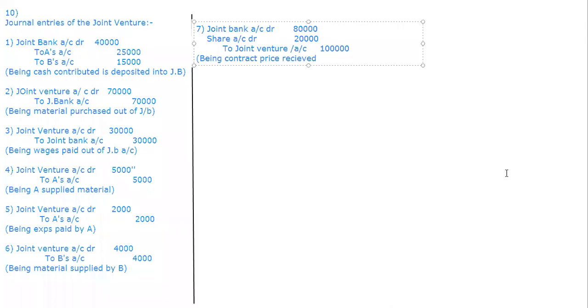So the first one we have done; A and B have contributed for all these things. Until here I have told you in the class. Both the partners first contributed a capital of 25 and 15, and we deposited that amount into the bank. Then out of this amount they purchased materials and paid wages out of the joint bank account only. Even A was paying for materials as well as expenditure, whereas B was also supplying the materials. Then the contract was completed and they duly received the amount.